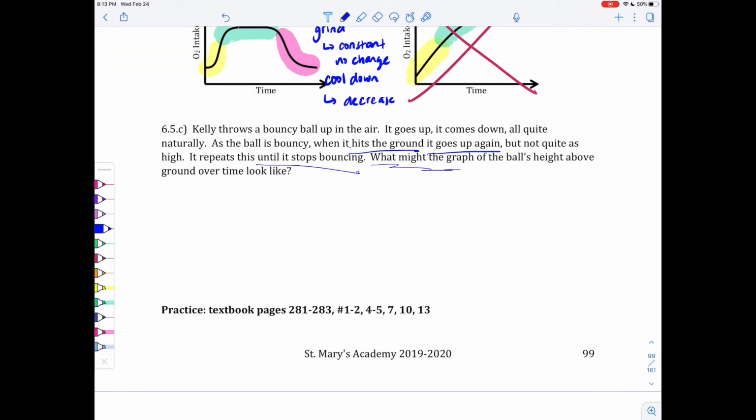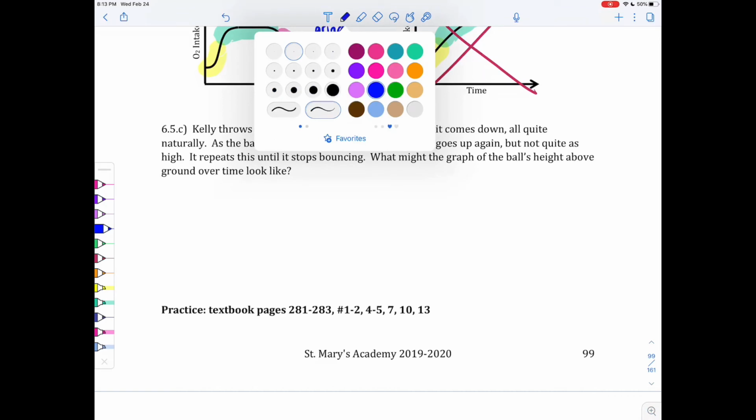So, little question. What might the graph of this ball's height above the ground over time look like? Give it a try, I triple dare you. Ooh. Yeah, that's high level dares right there. I'm assuming you've tried things.